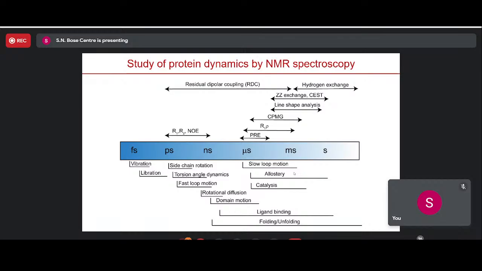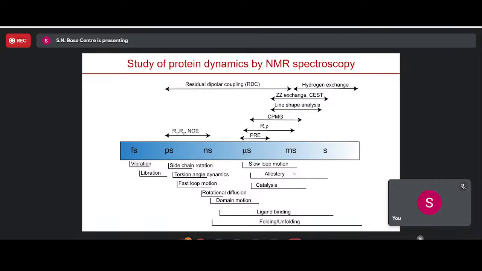And it turns out that in NMR spectroscopy, we actually have different experiments which can look into these different time scales. Again, one single experiment cannot cover the full range, so each has a particular window. For example, this type of experiment can look at these fast picosecond to nanosecond motions. And this type of experiment can look at the slow millisecond timescale motions. So depending on what type of dynamics we want to study, we choose different NMR experiments.